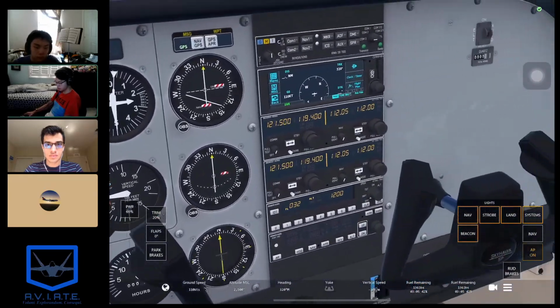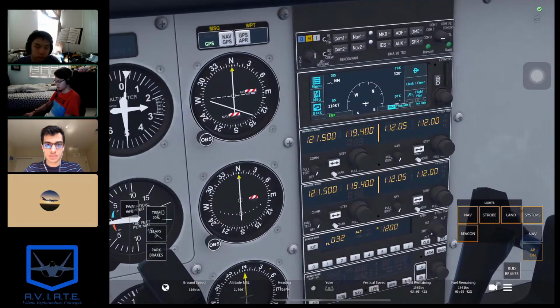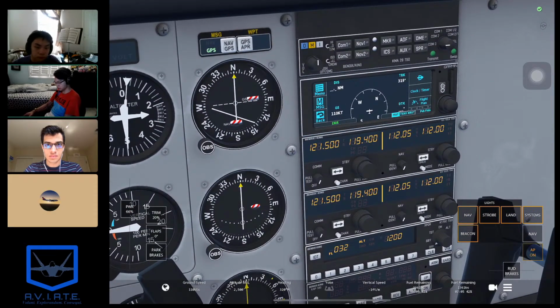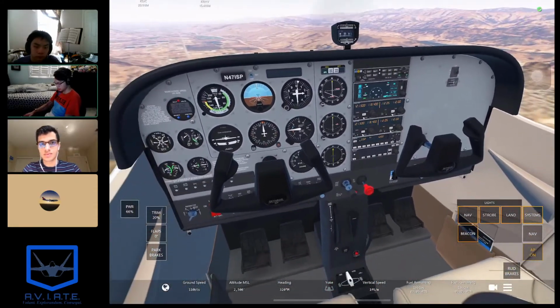And of course, you would be monitoring radios, talking to air traffic control in real life. You also have the VOR navigation we talked about, and GPS navigation that we would use to navigate towards an airport. That's basically it. You just monitor those.